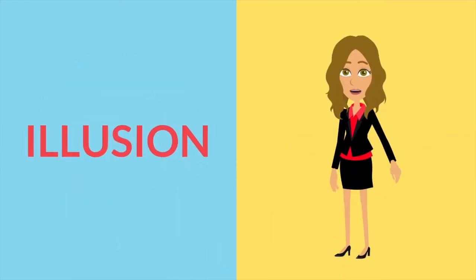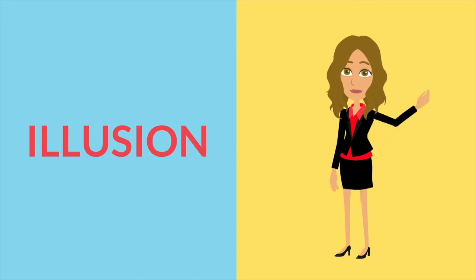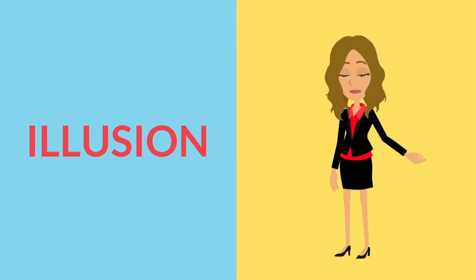The correct word is illusion. An illusion is something that isn't real. It may look real, but it is a misleading image or impression. Think optical illusion. An allusion is a reference, direct or implied, to something or someone. Allusions are often found in books, songs, TV shows, and movies.